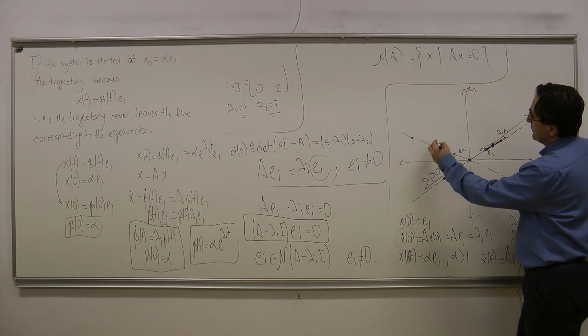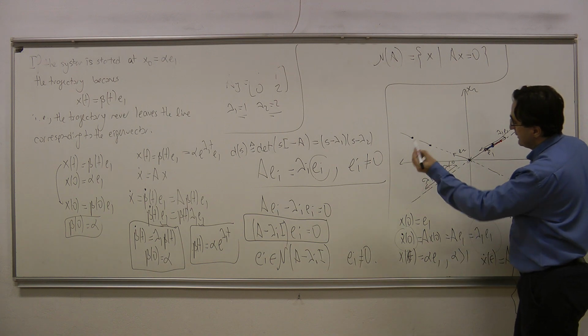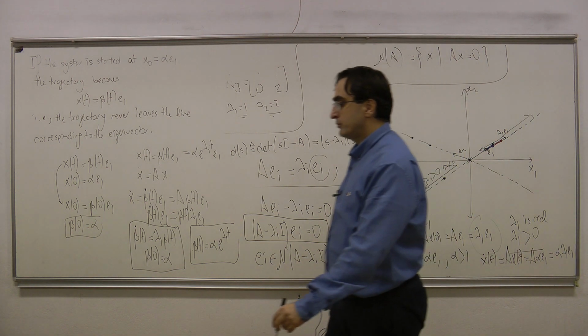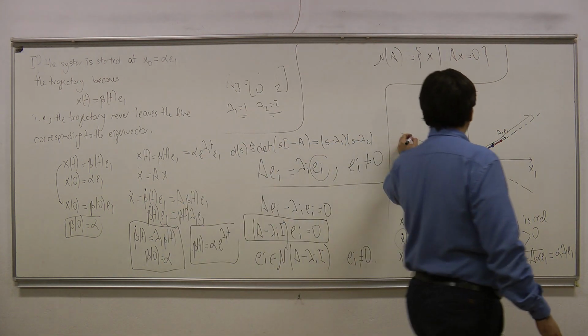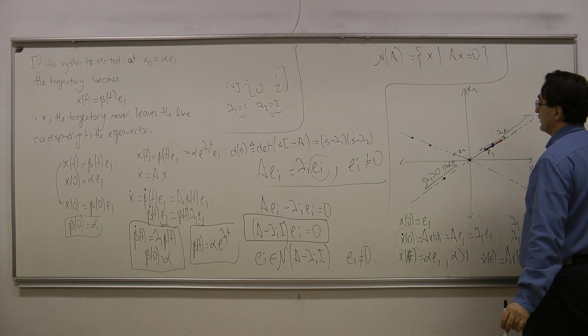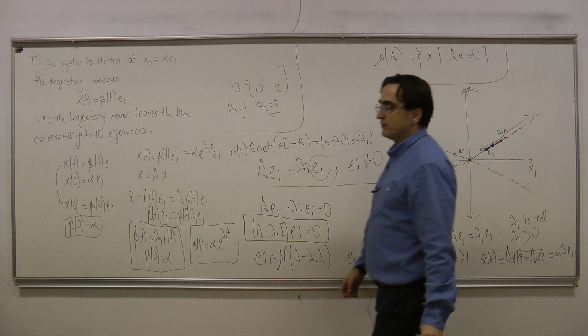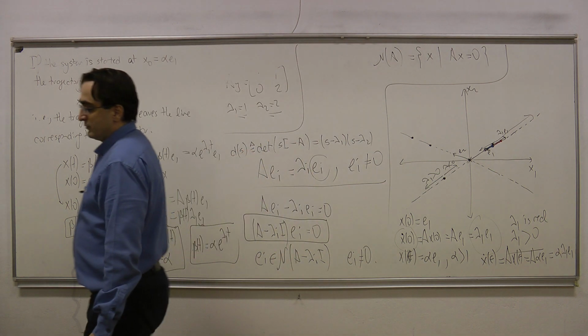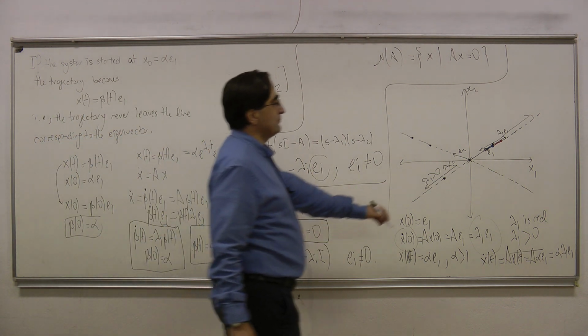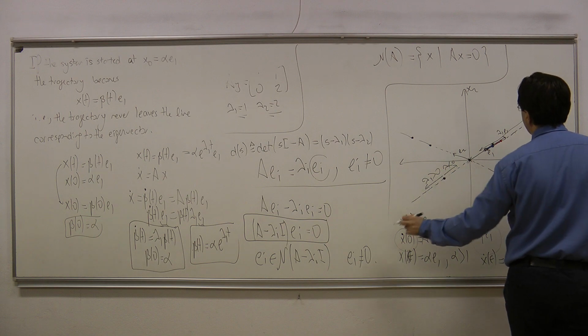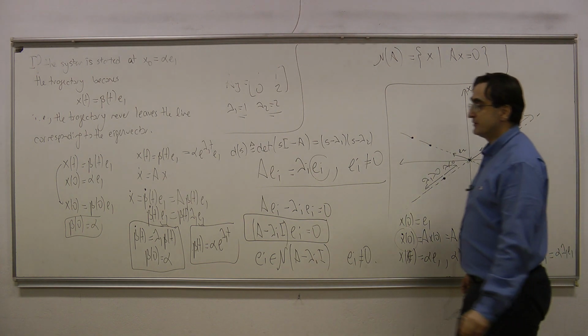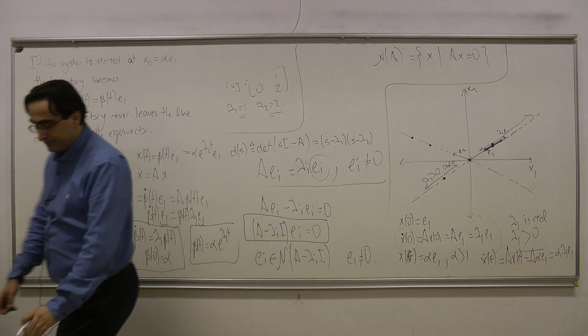Okay? The similar thing is correct for the other eigenvector. So depending on the sign of the eigenvalues, starting the state on these lines would give us trivial trajectories. So the state cannot escape from this line when it is started on one of these lines. All right?